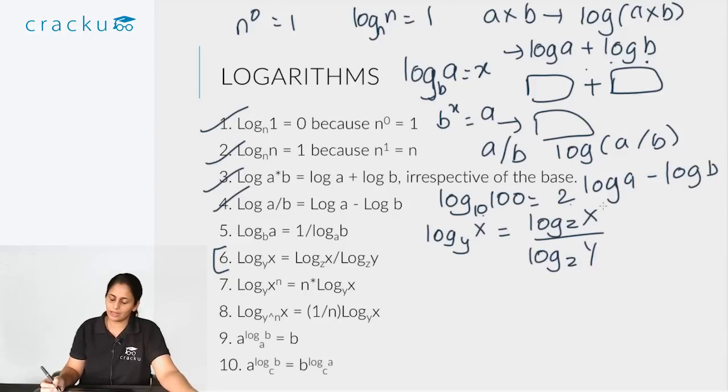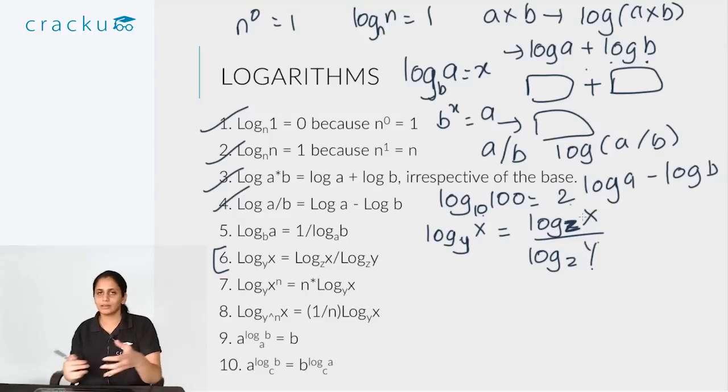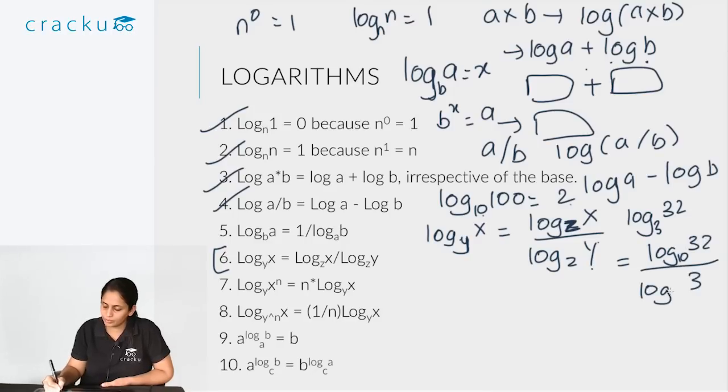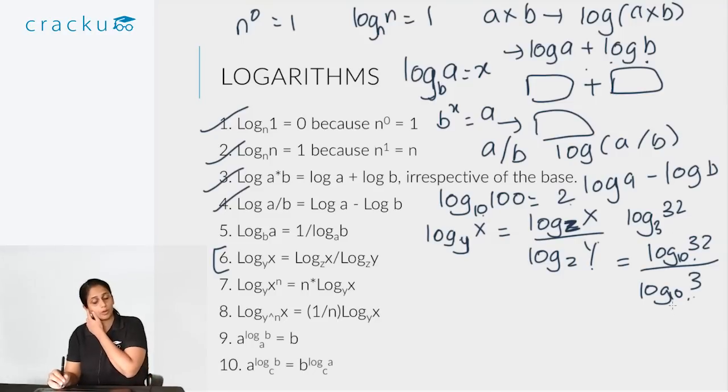So if you are not comfortable with a base, you can convert this log to a base that you are comfortable with, like say log to the base 10, if you have ready values for it. For example, if you have log of 32 to the base 3, you might not have these values at hand, but you would have the log to the base 10 table. Then you can say this is log of 32 to the base 10 divided by log of 3 to the base 10. Then you can calculate these values, and this divided by this will give you the required log value.